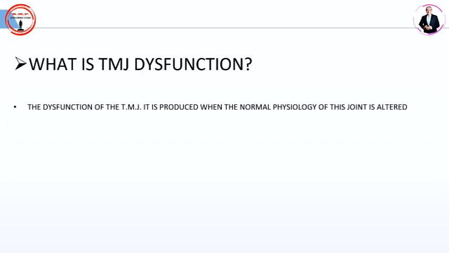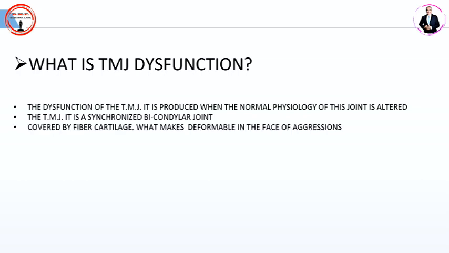The dysfunction of the T.M.J. is produced when the normal physiology of this joint is altered. The T.M.J. is a synchronized bicondylar joint, covered by fibrocartilage, which makes it deformable in the face of aggressions. It has a common anatomy with the other joints but a different functionality.